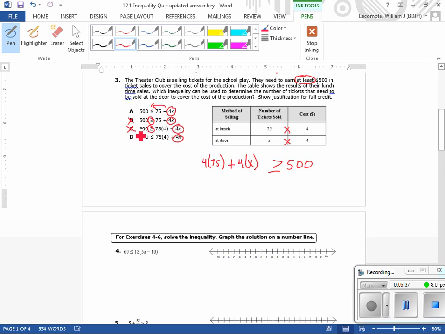So D and A are the only ones that say that. And the way I set it up, I had number of tickets sold times 75, so that gives me a check there. And this does not have that, so A is not the answer. So I'm going to go with D.